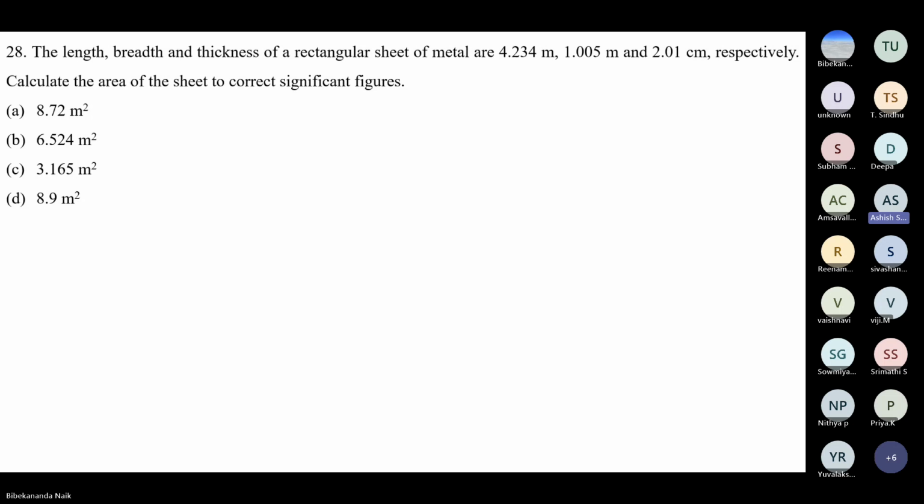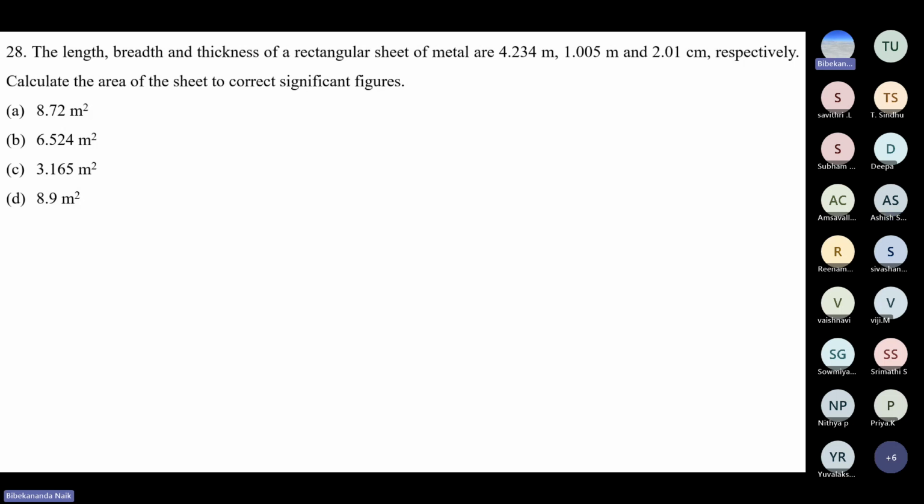2 in bracket length into breadth plus breadth into thickness plus thickness into length as well. And I am calculating, and in the last I can see in the thickness there are three significant figures. Yes, it's correct. So when we are calculating, let's calculate it.